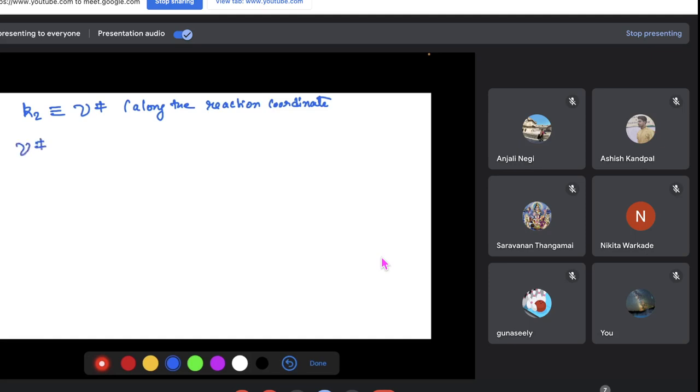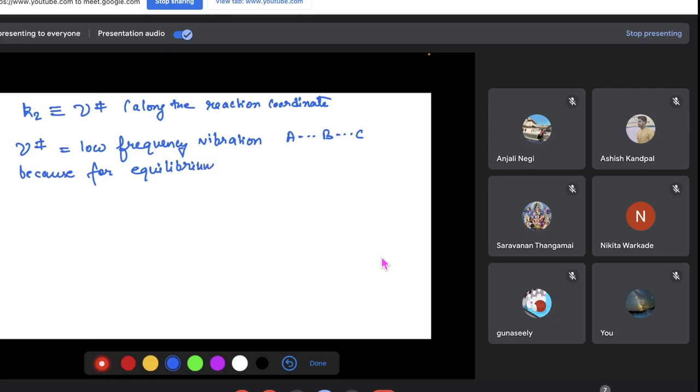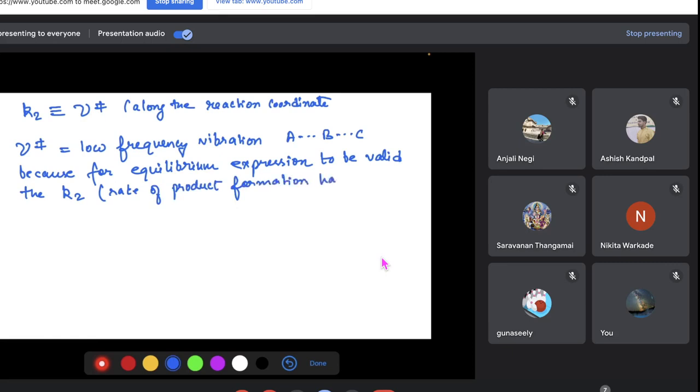and this frequency is a low frequency vibration of my transition species, correct? And why? Because for the equilibrium expression to be valid, the k2, that is my rate of product formation, has to be slow.